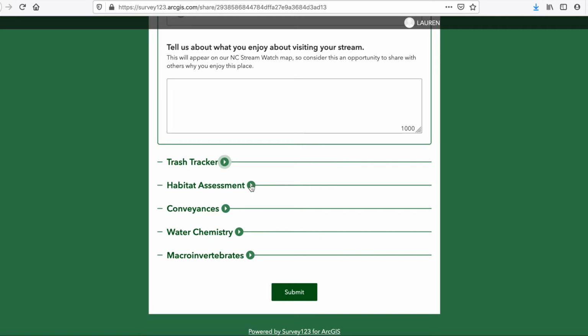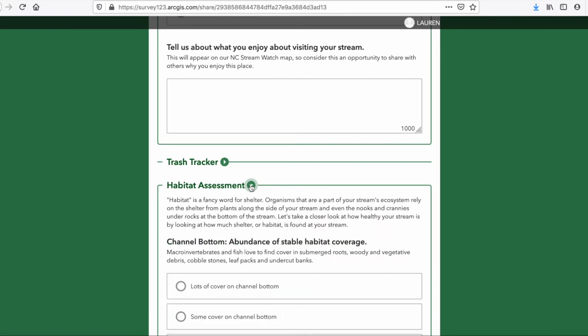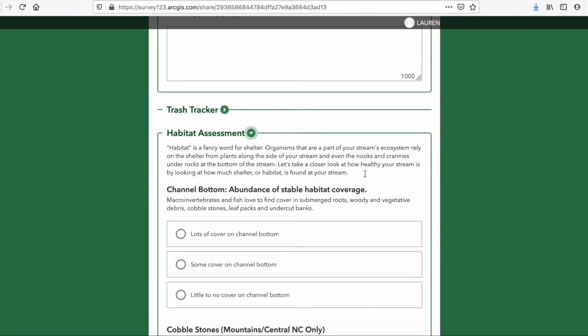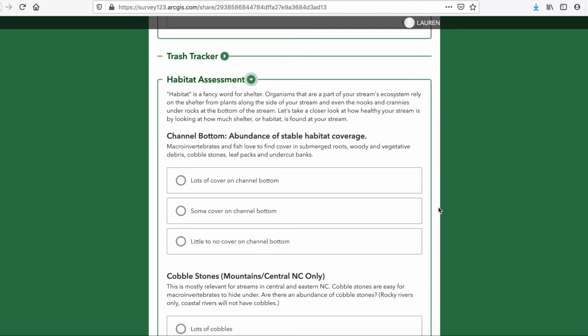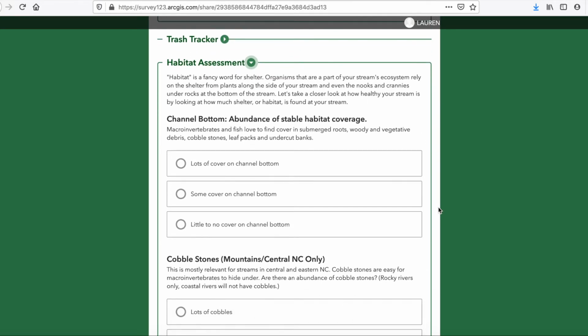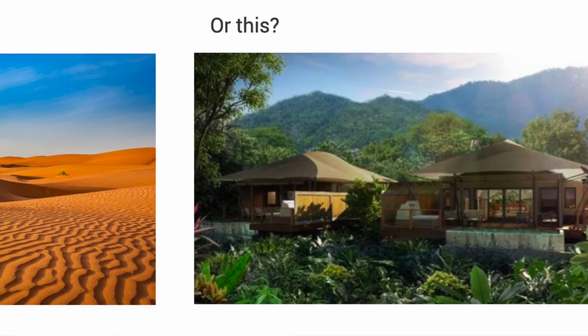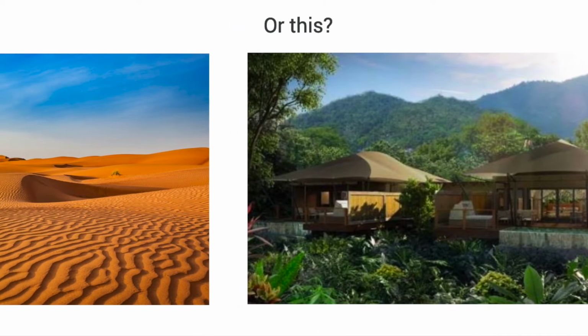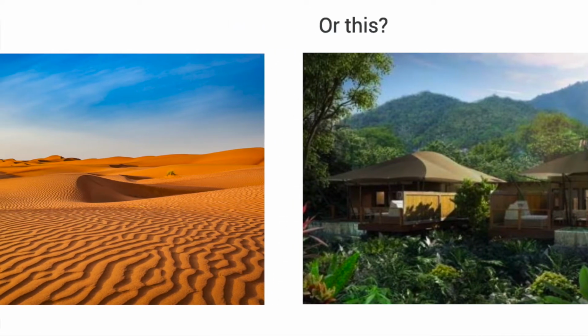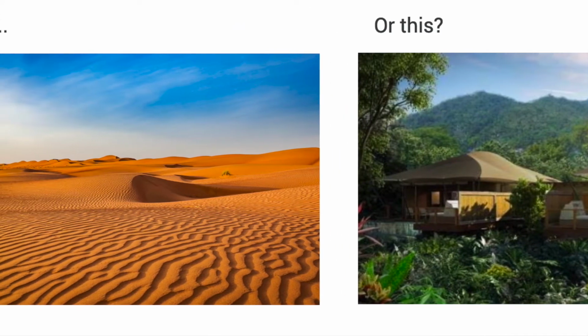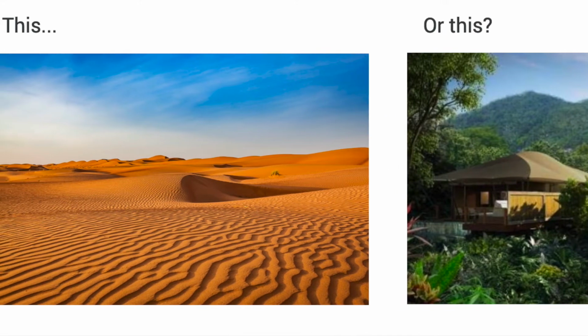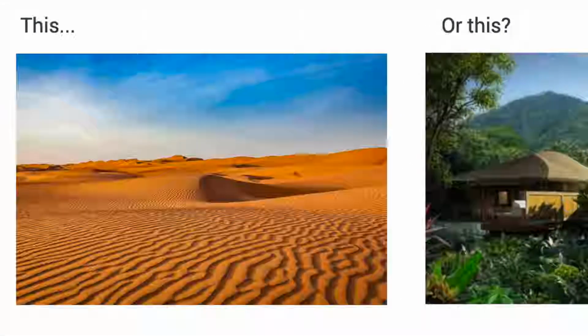Next, you can expand the habitat assessment. This is a great portion of the survey that lends itself to talking with your students or whoever you're taking to the stream. You can just talk about the different parameters of this survey and have a discussion while you're completing the survey. Basically, you want to talk to your students about whether or not they would want to live in an area full of exposed sand and sediment or a nice plush forest with lots of vegetation.